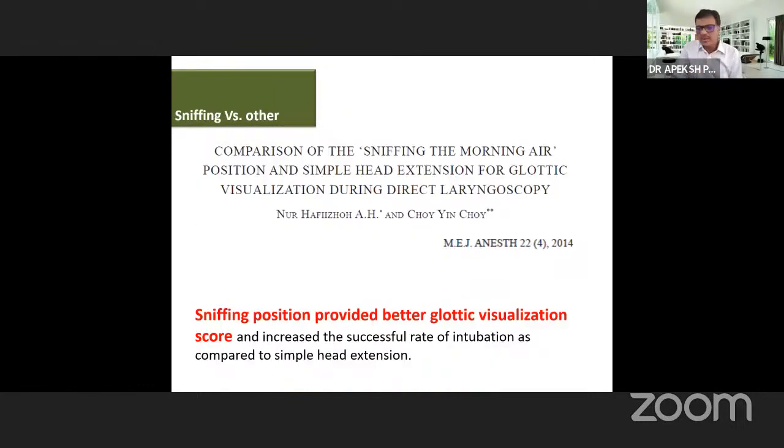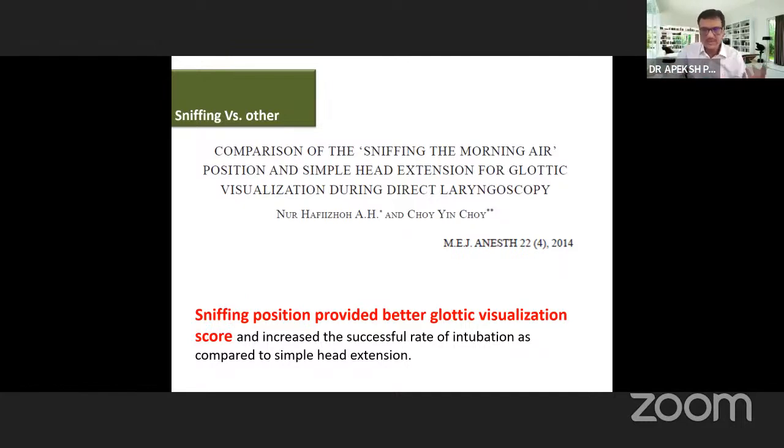So if you look at the publications across the world about the sniffing position, then most of the publications favor the sniffing position for providing the better laryngeal view. Whether it aligns the axis or not, that's a different matter. So Adnet had proved that sniffing position do not align the axis. But sniffing position provides the better laryngeal view, that is for sure. So these two are different things. One, alignment of axis, and second, better laryngeal view, optimal laryngeal view.